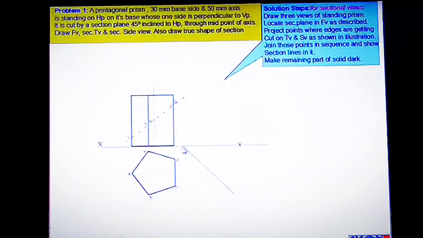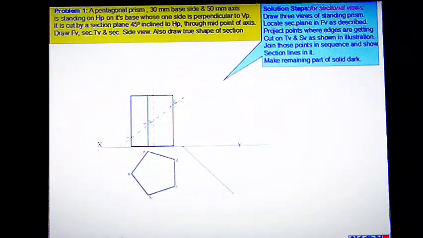So a 45° inclined line like this you can mark, and the horizontal projectors can be drawn from the plan like this. Then from this intersecting point you can draw the vertical line. Then the height of the elevation can be marked here and the respective sides we can mark here. Now the intersecting points A dash, B dash, C dash, D dash and E dash should be copied to the side view.